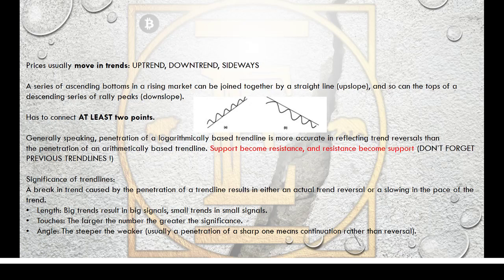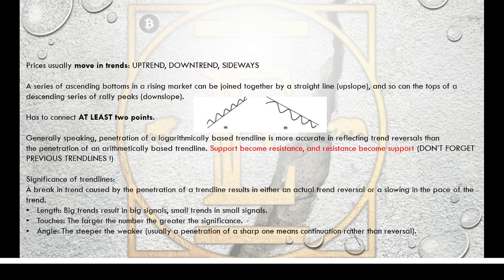It's very important that a trend line has to connect at least 2 points. You can't draw a new trend line based on only 1 point and project it wherever you want. This is no good. At least 2 points. And generally speaking, the penetration of a logarithmic-based trend line is more accurate in reflecting a trend reversal than the penetration of an arithmetically based trend line. That's why I always use the logarithmic scale. Not only because Bitcoin moves so fast, but also because the trend lines are better on the logarithmic scale.